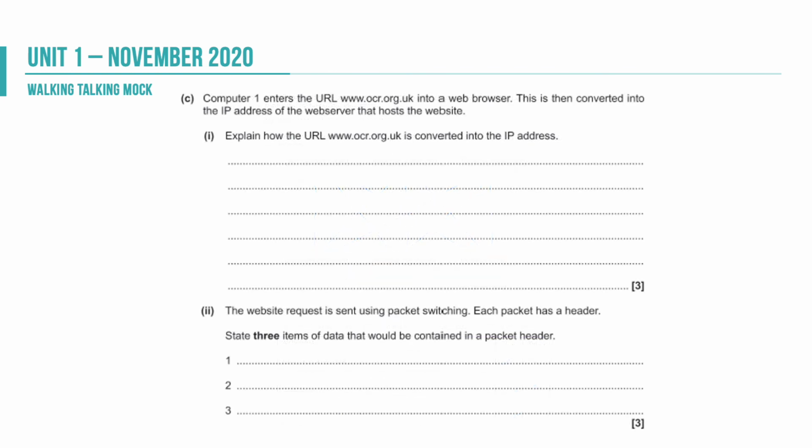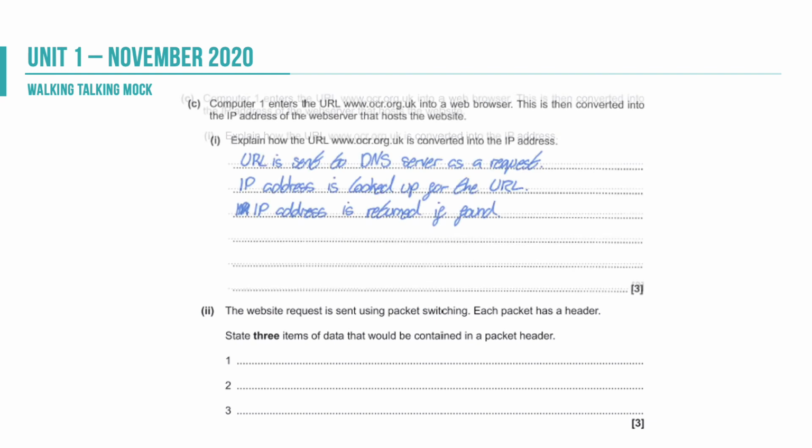So we're now on to the final page of the exam paper and the final 6 marks available to us. Remember, 6 marks could well get you up to that next grade boundary. Computer 1 enters the URL ocr.org.uk. Explain how that is converted into an IP address, and we need to be making 3 marks. Lots of people here would get 2 out of 3. Talk about DNS, talk about IP address found, but you're maybe missing that 3rd mark.